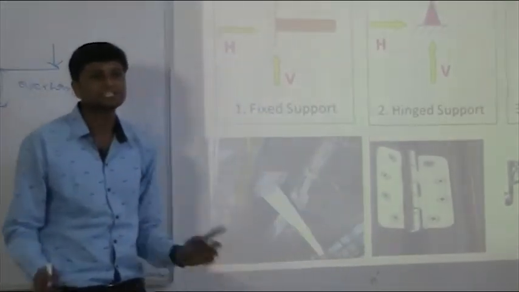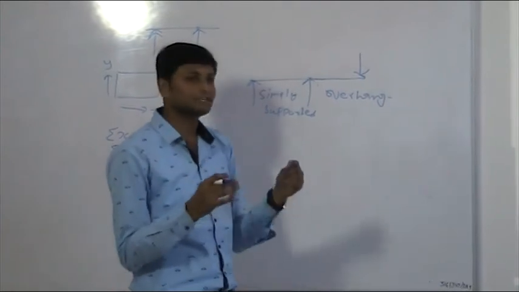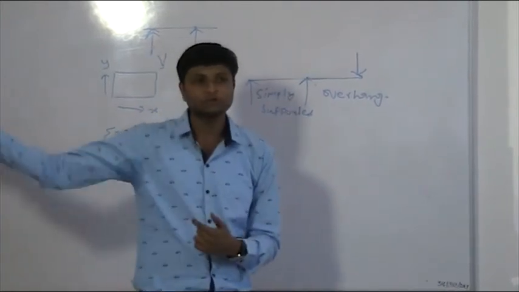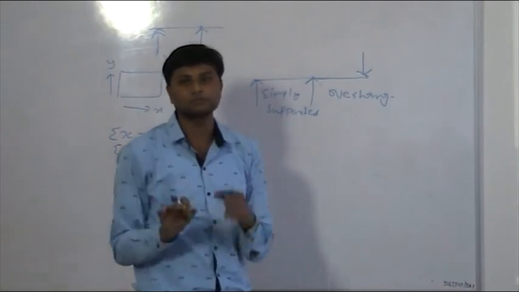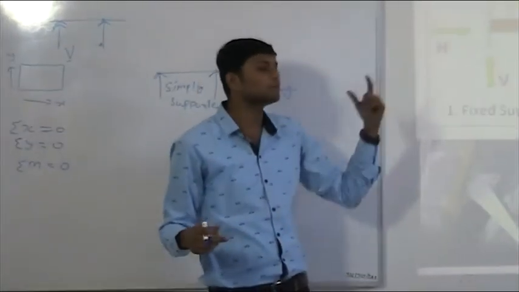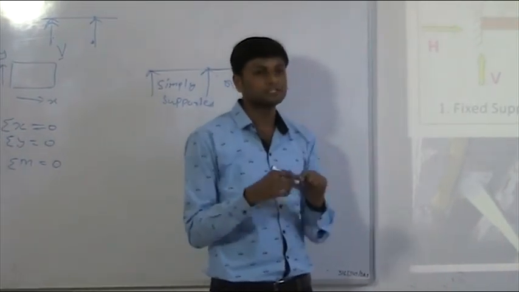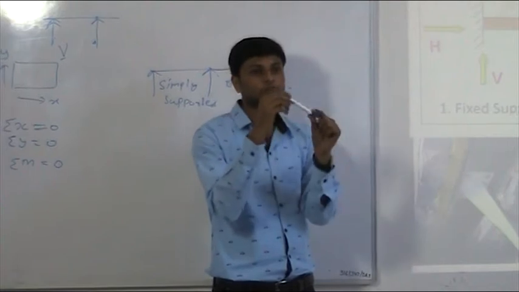Hinge. Hinge means generally it can resist the door panel load. The load cannot move horizontally, nor can it go down vertically, but it can rotate. Hence the hinge support has two reactions. It can resist vertically and horizontally, but it can't stop the rotation.